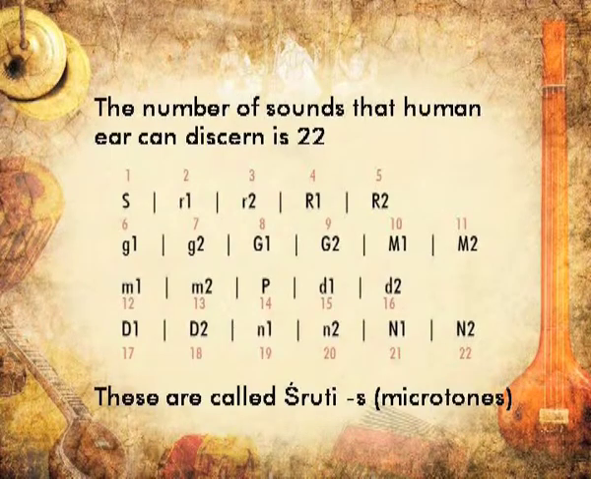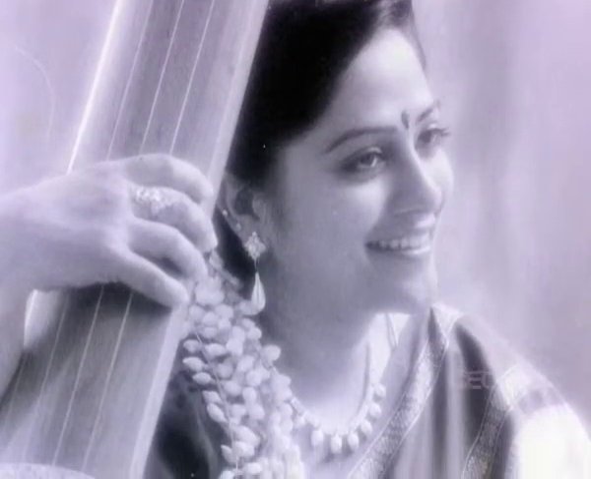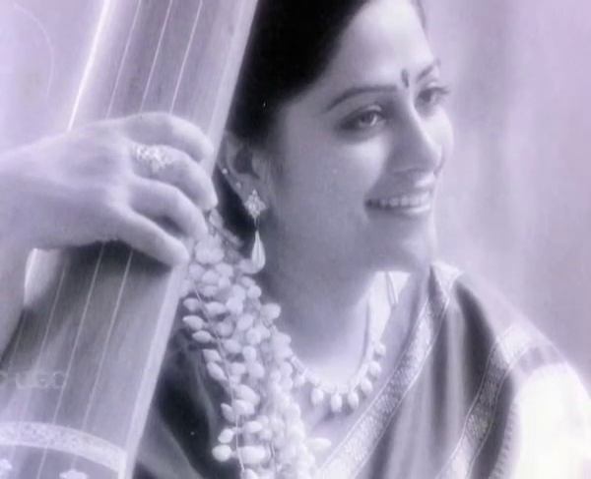The number of sounds that the human ear can hear in an octave is infinite, but the number of sounds that it can discern, differentiate or grasp is 22. They are called Shrutis, microtones. Shruti has been variously translated as microtone, microtonic interval, etc. It is mainly determined through fine auditory perception.